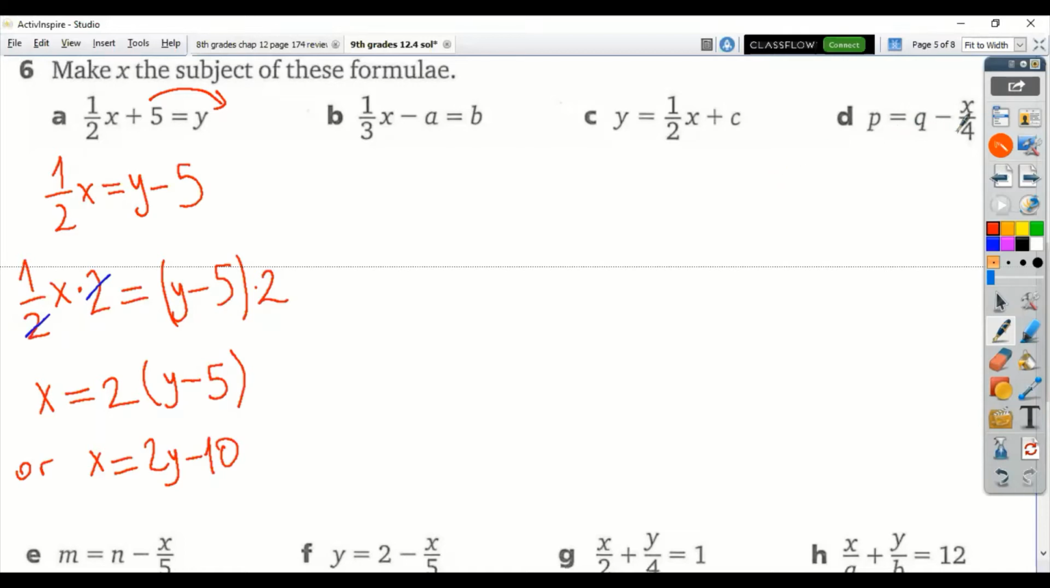P equals Q minus x over 4. It's a very good idea to take minus x over 4 to the left side, right? Minus x over 4 on the right side will become plus x over 4 on the left. And we still have Q on the right side. And we'll transfer P to the right side. So plus x over 4, I don't need to write the plus sign in front.